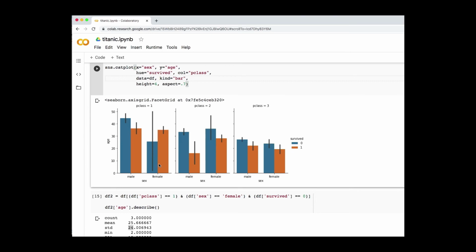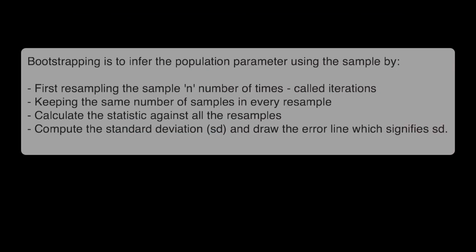So what does that mean? Bootstrapping is using the same sample data to infer the population's parameter by resampling the sample data in multiple iterations and calculating the statistic against multiple iterations, and then inferring the population parameter by taking the standard deviation of the statistic that is computed against the resampled data.